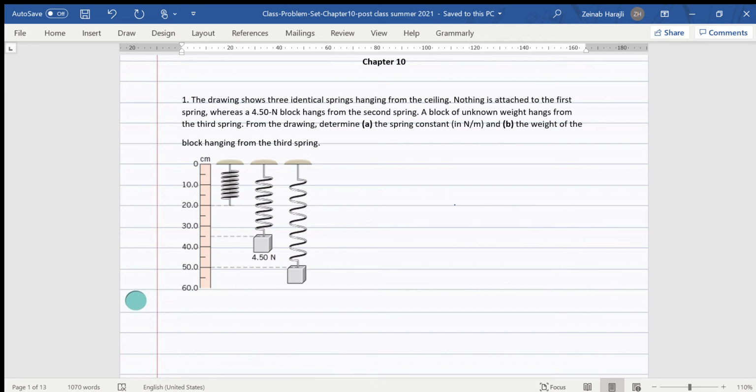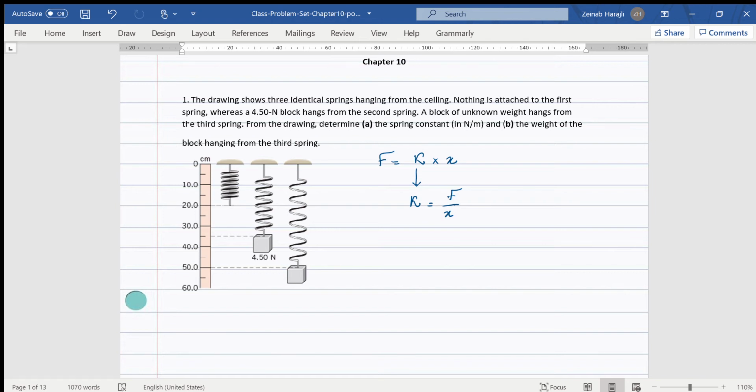So to address this question, we can recall Hooke's law. We know that the force is equal to the stiffness constant or the spring constant multiplied by the elongation, which we can name x. So the question is to find this spring constant, which can be written as the tension force exerted by the spring divided by the elongation.